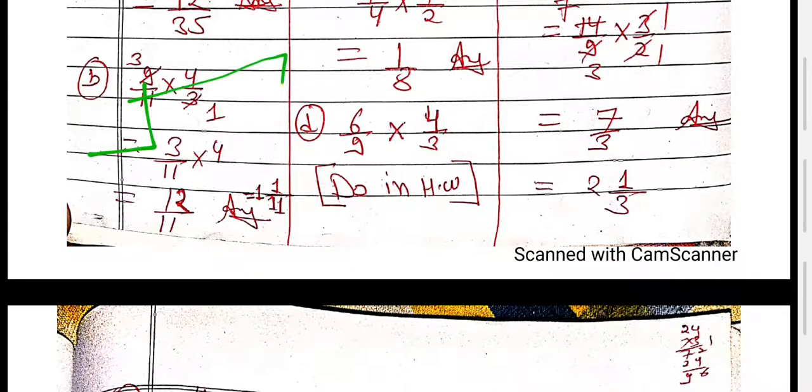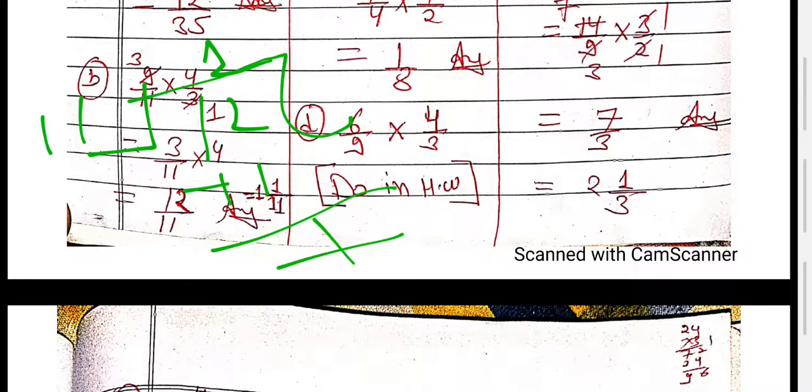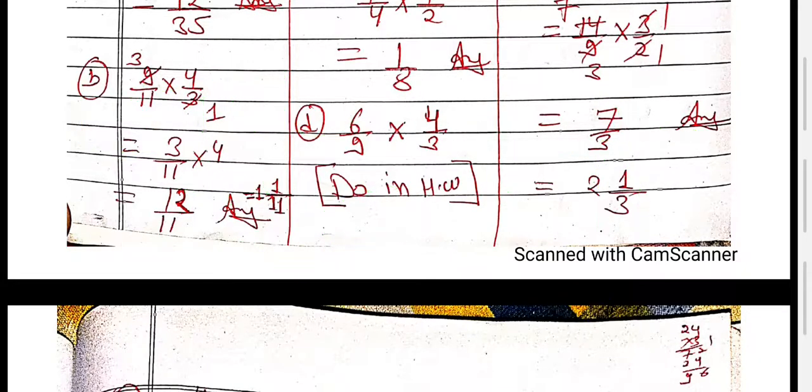Do you remember how we convert into a mixed fraction? 12 divided by 11, that is 11 1 is 11. What will get remainder here? 1. So what you do? Write 11 here, remainder upside and quotient this side. It means that you can write 1 and 1 upon 11 also. In the previous exercise you already solved this type of question.